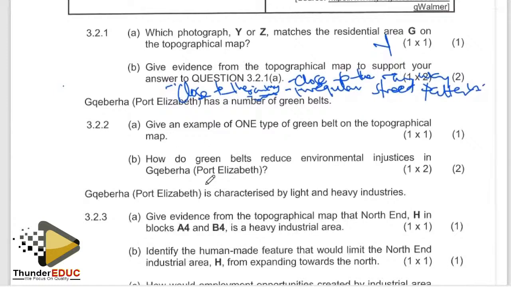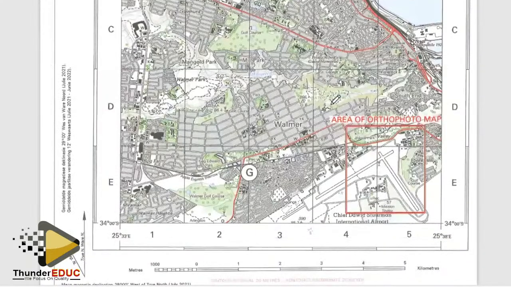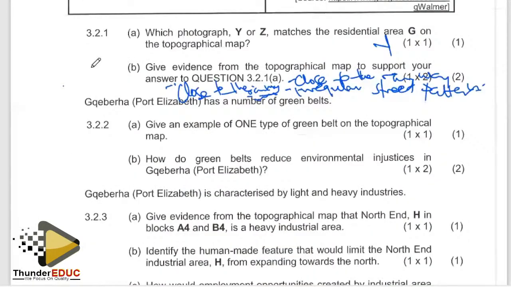Okay. PE has a number of green belts. Give an example of the green belt type you see on the map. We go to the map and check which green belts you see. There is a park, a park view. There's a golf course. There are a lot of green belts you can see, so here you can give as many as you can. So there are parks, a golf course, etc.